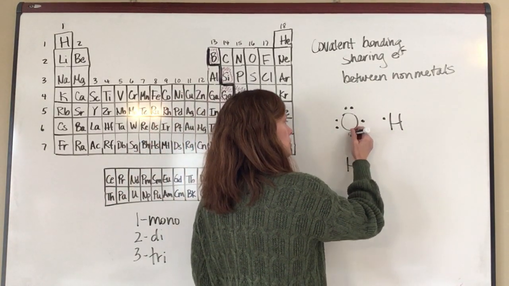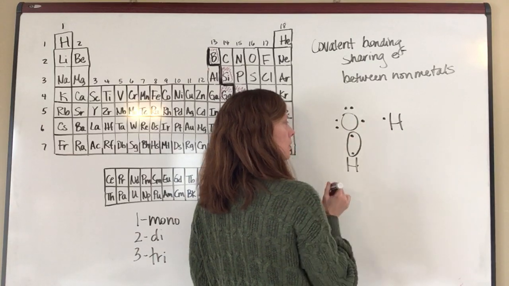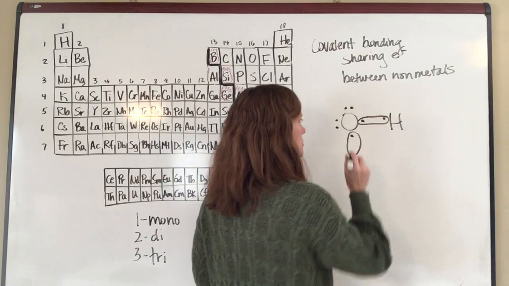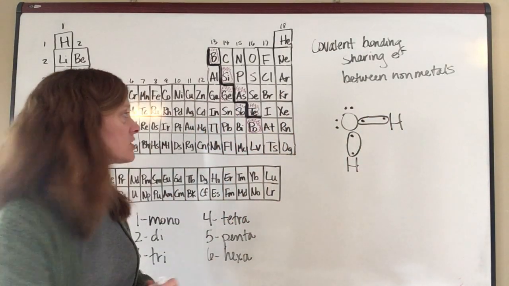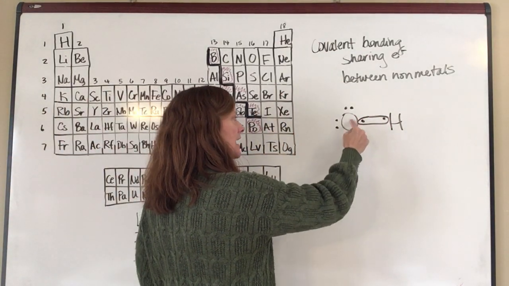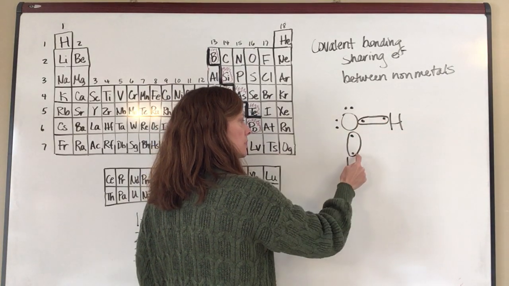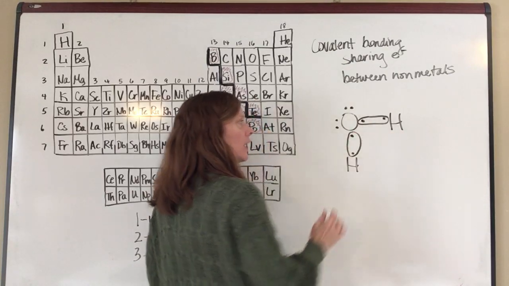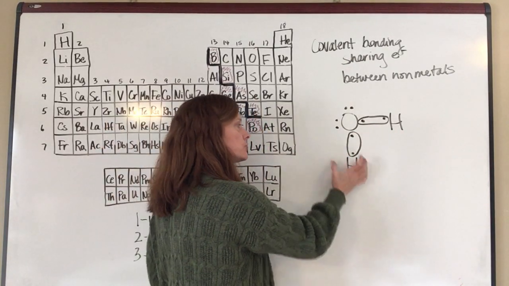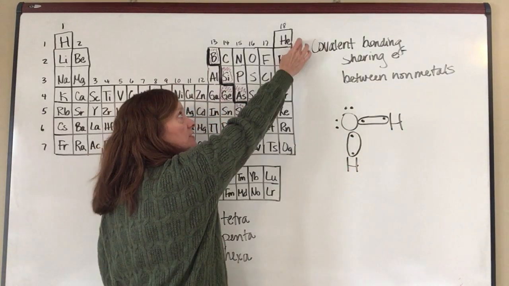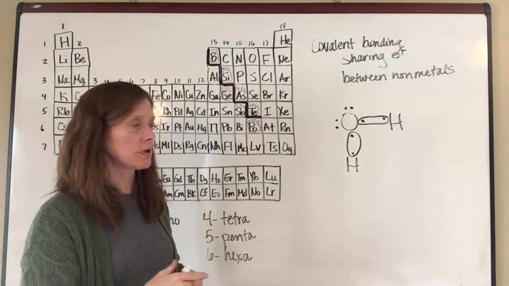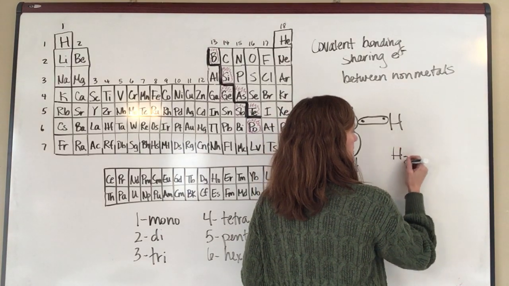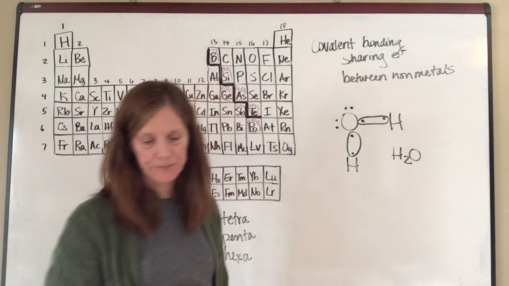So this hydrogen will share an electron with the oxygen. This hydrogen will share its electron with an oxygen. So now when this sharing takes place, this oxygen has 8 electrons because he's sharing this one and this one. The hydrogens are each sharing 1 electron from the oxygen, so they now have 2 electrons around them, which causes them to look like helium. Remember, helium only has 2. And so therefore, the formula for water is H2O.